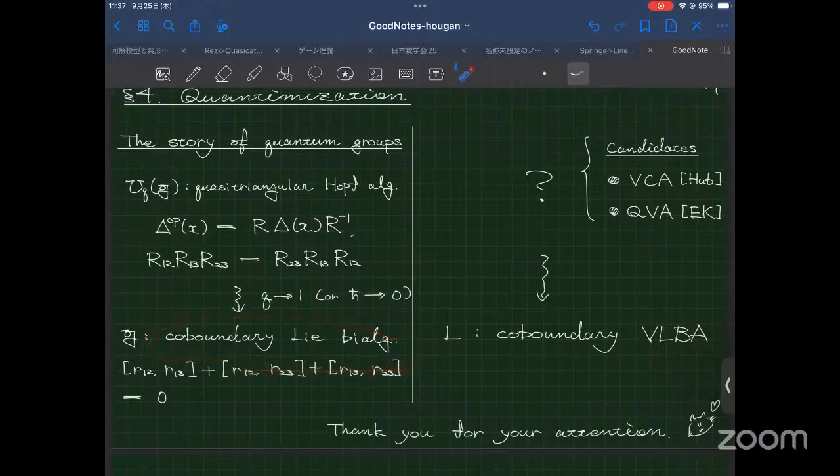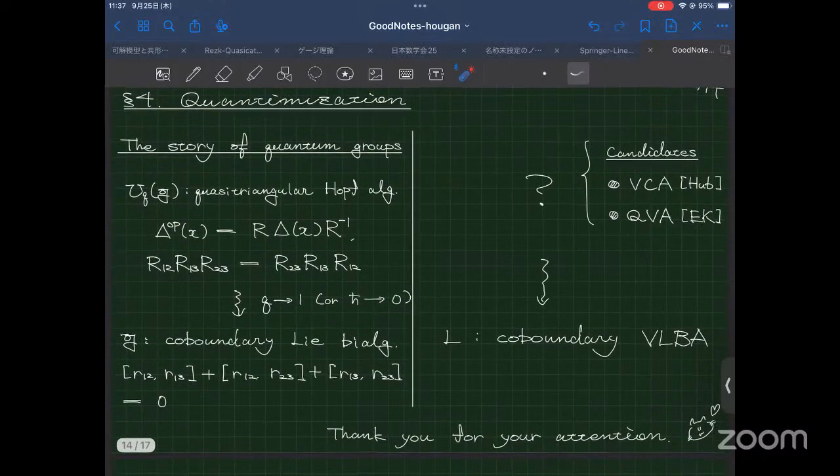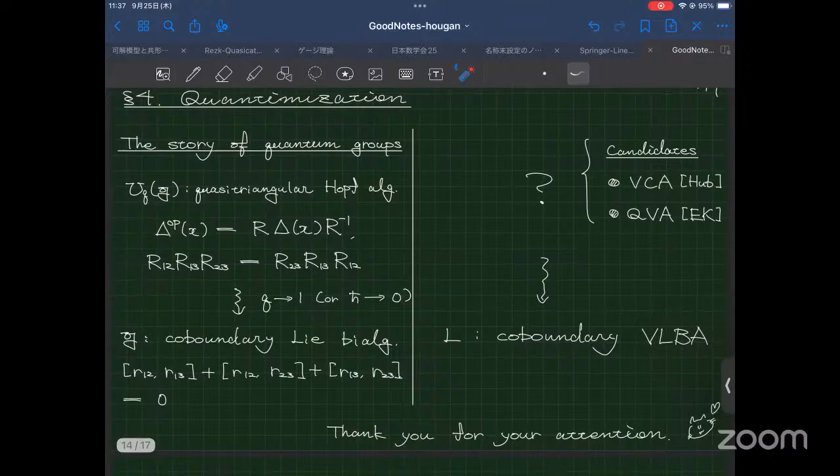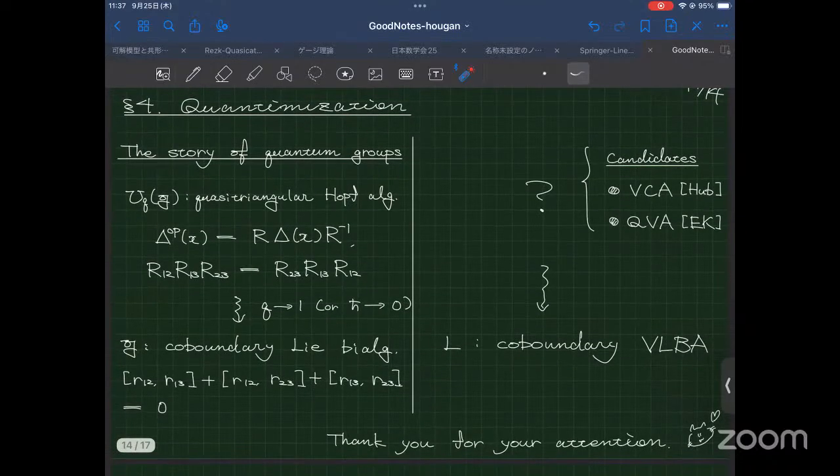So in this talk, I have introduced the vertex Lie bialgebra, and in fact, I have defined the coboundary vertex Lie bialgebra. Thus, it is natural to ask about its quantization in analogy with the theory of quantum groups. This is the problem I am currently working on. Okay, thank you for your attention.